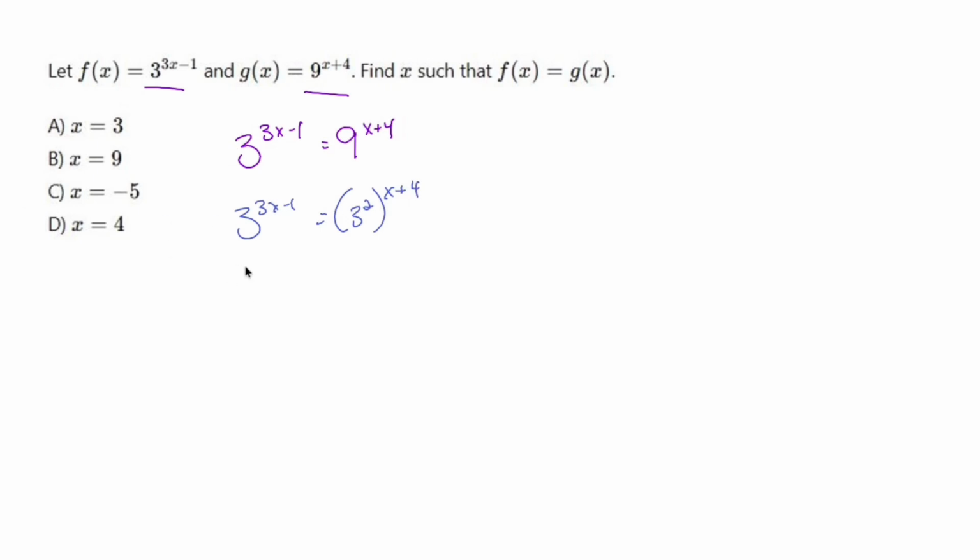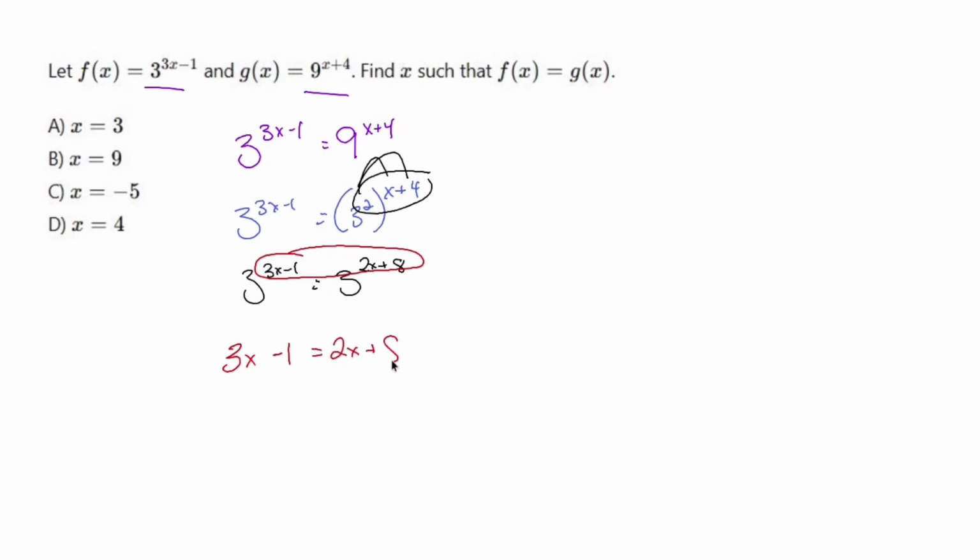Again, on the left, not much you can do. But on the right, when you have a power taken to another exponent, you multiply exponents. And when you multiply 2 times x plus 4, that's the distributive property. So 3 to the 2x plus 8. Now that we have 3 to the stuff equals 3 to the stuff, we can set the stuffs equal to each other, leaving us with 3x minus 1 equals 2x plus 8.